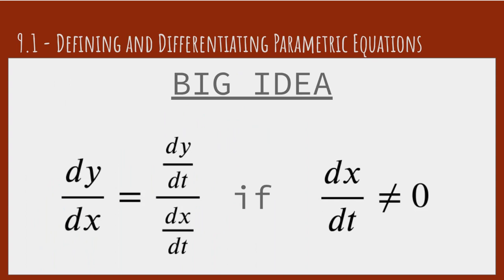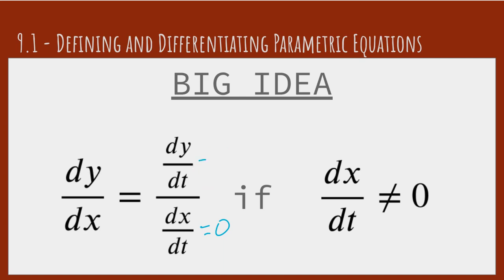So the big idea here: if we want to find the slope of a tangent line, essentially we're going to take dy/dt divided by dx/dt. Now, we do have to exclude points where dx/dt is going to equal 0, because then we would be dividing by 0. If dx/dt is 0 and dy/dt is not 0, so the denominator equals 0 and the numerator is anything besides 0, then what we're going to end up with is a vertical tangent. So the slope is going to be undefined because the tangent line is vertical.